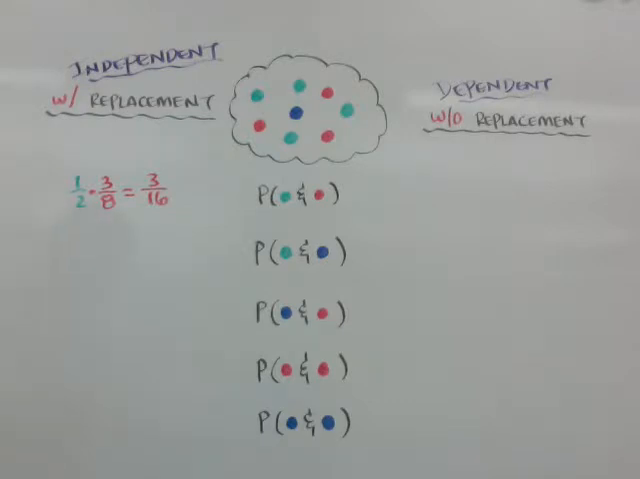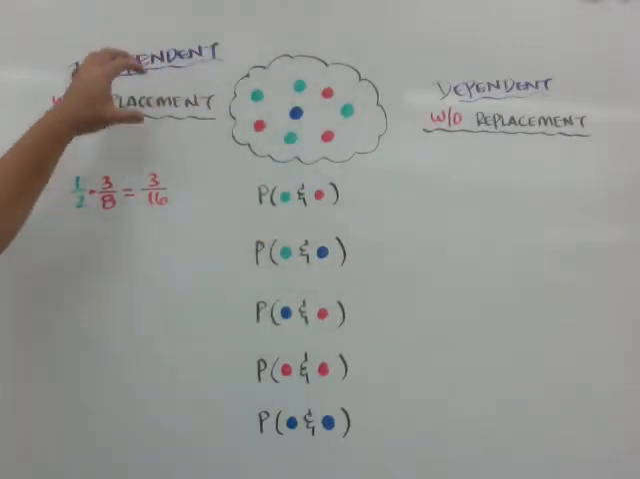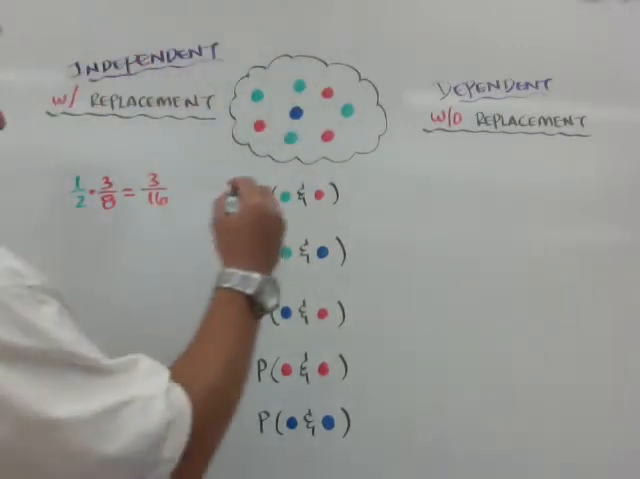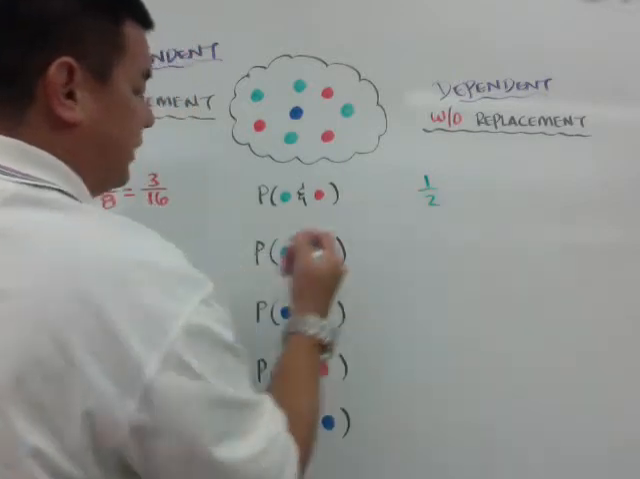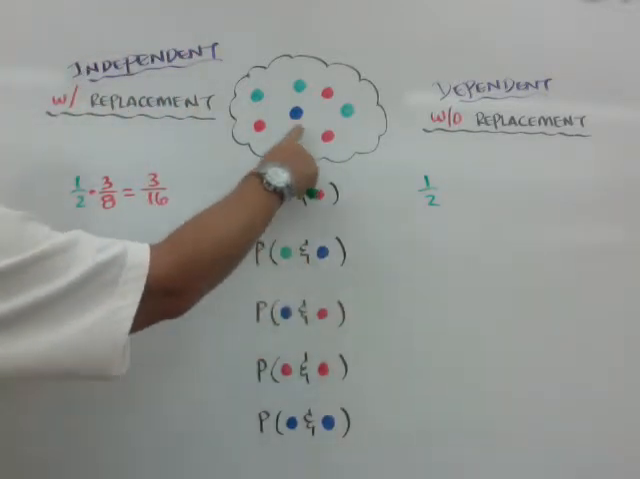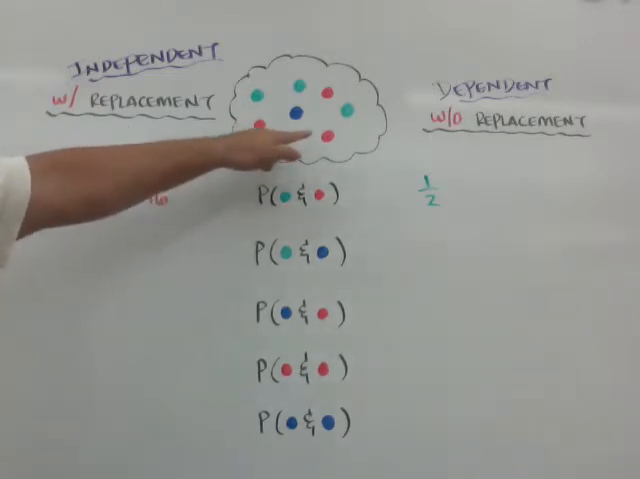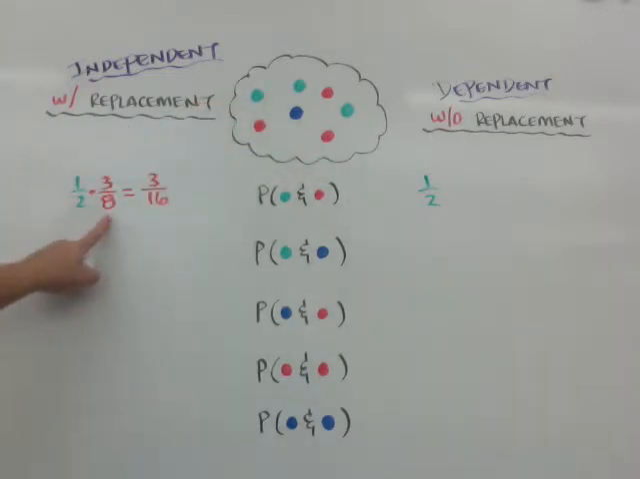But when you do it without replacing, the key part is you have to assume you're getting this first one. So the probability of getting a green one is 4 out of 8, which is still 1/2. So you can see that's the same here and here. But you have to assume you took one of the green ones out. And so now the probability of the red, because you didn't replace it, is now 3 out of 7 instead of 3 out of 8.